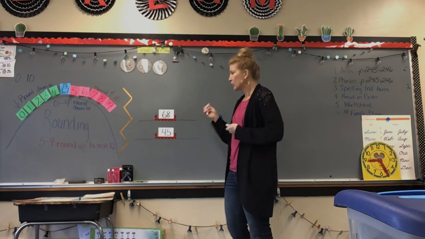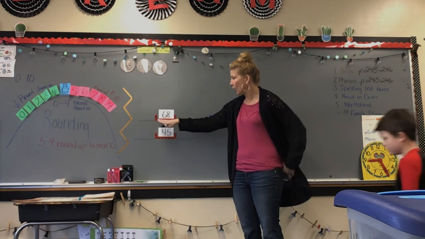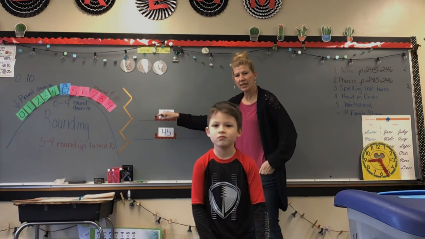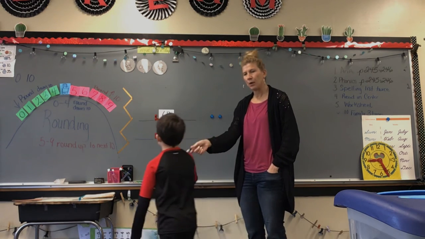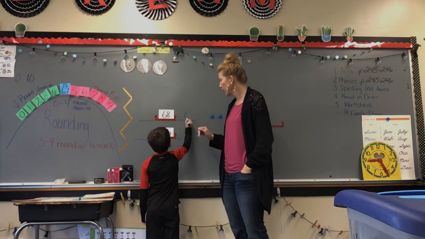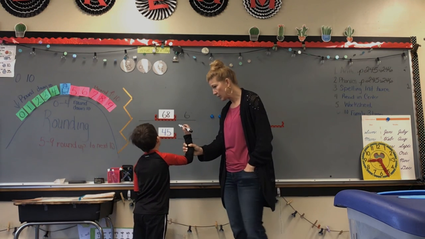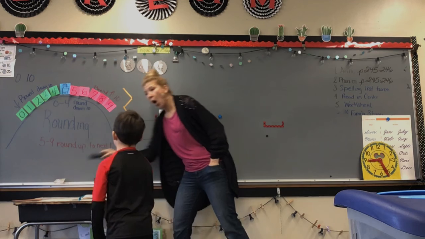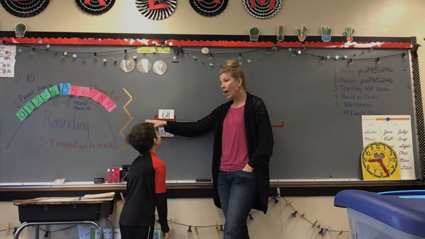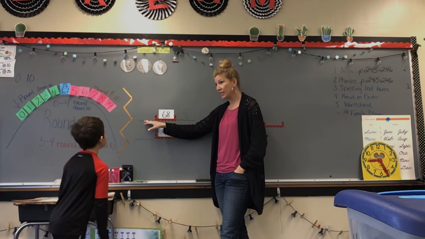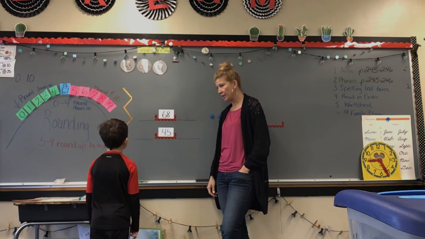What tens place family would I find 68 in? What would be on this side? What two tens families could 68 be found in? We are rounding, sir. Please listen to directions. So we're rounding. And I said, what tens place would go on this side? What tens place would go on that side?